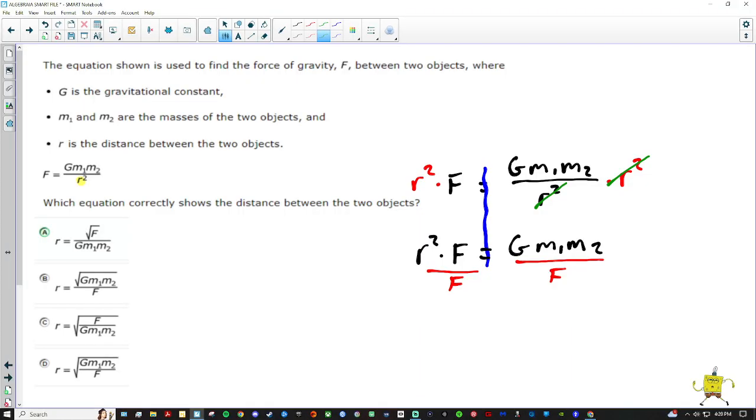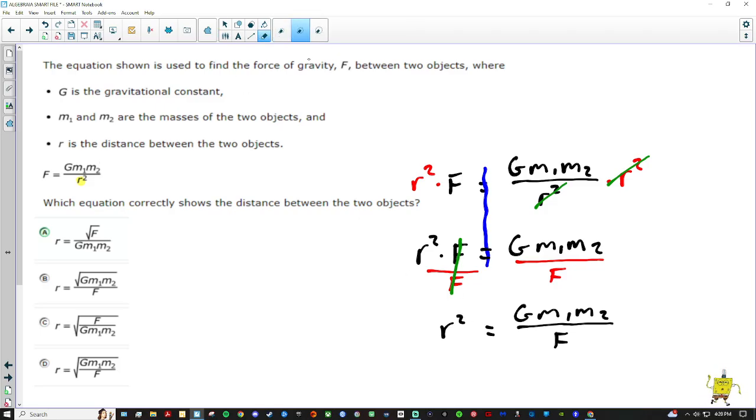My f's are gone on the left, and it's still there on the right. So I have r squared equals G m1 m2 all over f. Now we're so close to done. We need r by itself. Right now we have r squared.